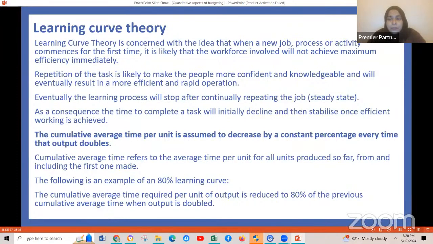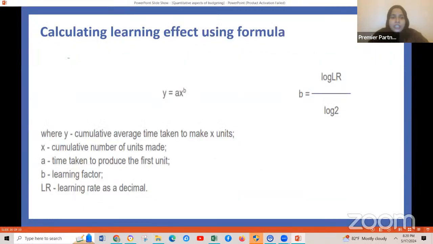Then you have the learning curve. What does it talk about? As you do the same task again and again, as you do a task repeatedly, you become better at it. The assumption is that every time output doubles, the average time taken reduces by a constant percentage. So for the learning curve, we have a few equations we learn.